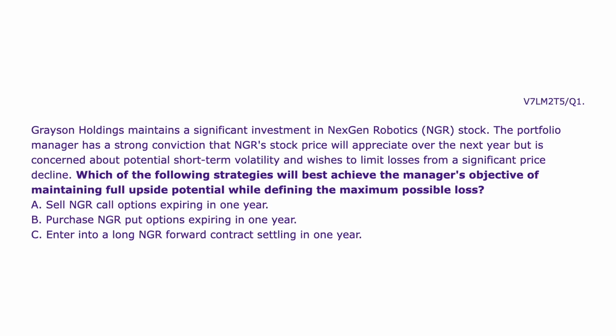Grayson Holdings maintains a significant investment in Next-Gen Robotics, NGR, stock. The portfolio manager has a strong conviction that NGR stock price will appreciate over the next year, but is concerned about potential short-term volatility and wishes to limit losses from a significant price decline. Which of the following strategies will best achieve the manager's objective of maintaining full upside potential while defining the maximum possible loss? A. Sell NGR call options expiring in 1 year. B. Purchase NGR put options expiring in 1 year. C. Enter into a long NGR forward contract settling in 1 year.